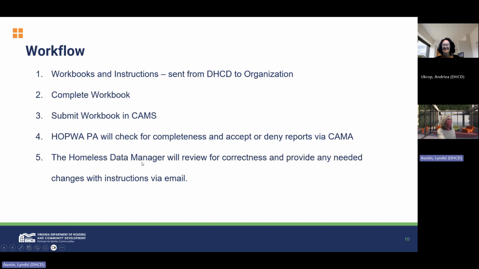And then once we have a complete workbook, we have a next level of review where we will be looking for correctness. And if there's anything that needs to be looked at by you or corrected or updated, you will receive instructions from the housing data manager with exactly what you need to do to get that corrected.